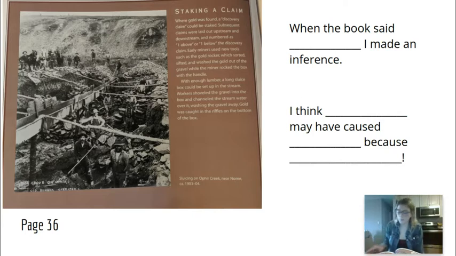Okay, page 36. Here we're going to be looking at staking a claim. Remember, staking a claim we said was when they pick a spot and declare it theirs. So, staking a claim. Where gold was found, a discovery claim could be staked. Subsequent claims were laid out upstream and downstream and numbered as one above or one below the discovery claim.